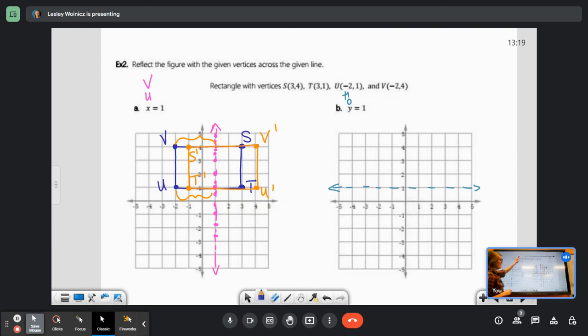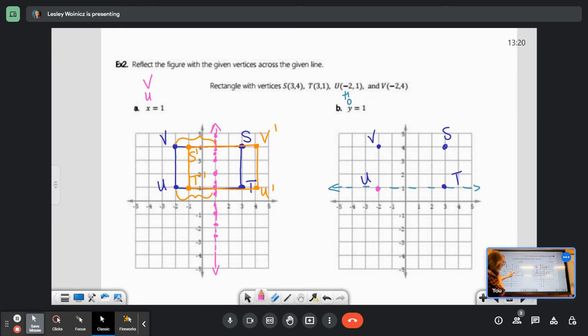All right, so let's start with our rectangle again. Here's V, S, T, and U. And this time we're going to reflect in the line y equals 1. So if my points are starting on the line of reflection itself, they don't move. They are sort of like the hinges when it flips. They're just going to stay where they are.